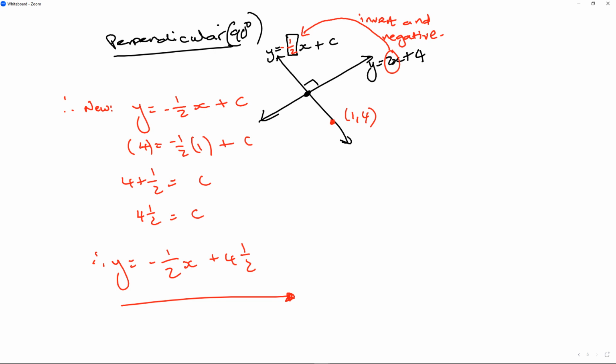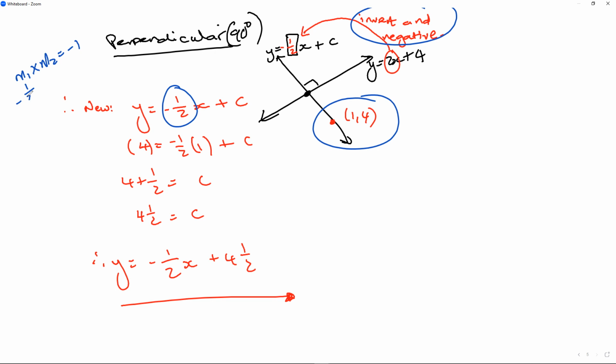In order to do this question, all I needed was a point, but I needed to take the gradient that was given and invert it and negate it, because the rule says the two gradients have to multiply to get negative 1. So if the one gradient is negative half, the other one is 2, then yes, it fulfills that rule. And that's the rule of perpendicular: the two gradients will multiply and the answer will always end up as negative 1.